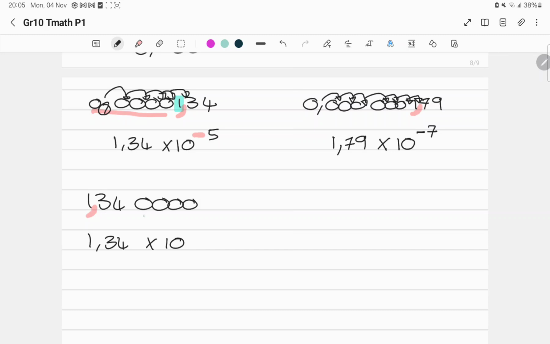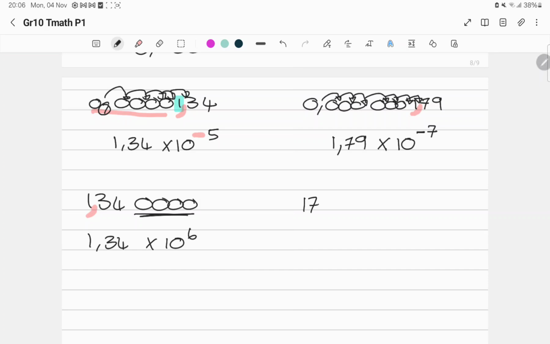It's going to be a positive number because my zeros are at the back. And then I just check how many things are after my comma. There's 1, 2, 3, 4, 5, 6. Yes. So it's going to be 1,34 times 10 to the power of 6.